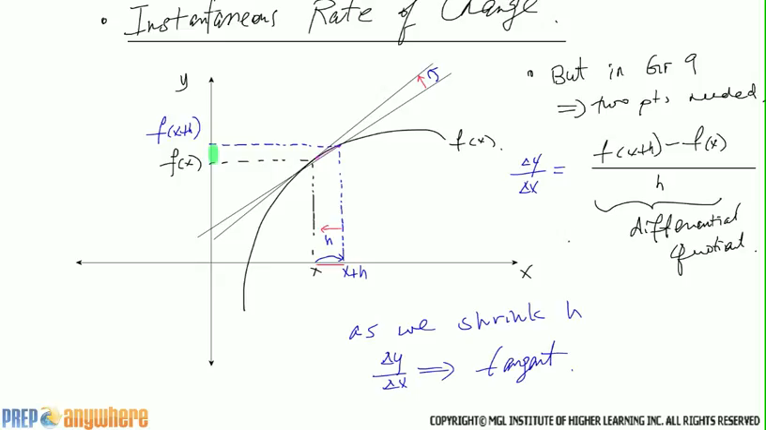So typically in advanced functions, what we do is we pick 2 points that are really, really close to each other and plug into this formula, and that's your estimation of the instantaneous rate of change. The smaller you pick h, the better it is. So let's do an example.